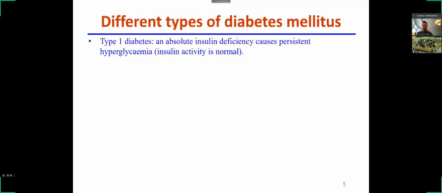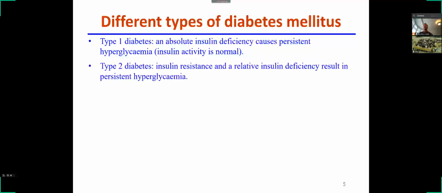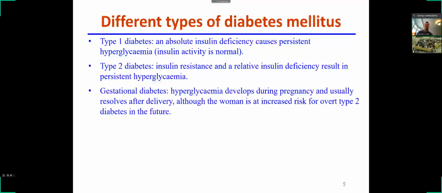Just to remind you, again, one of my favorite exam questions: the difference between type 1 and type 2. Type 1 is an absolute insulin deficiency, which causes persistent hyperglycemia. And that's because of all that cell death we saw, right? In the case of type 2 diabetes, insulin resistance and a relative insulin deficiency result in persistent hyperglycemia. Okay? It's not an absolute insulin deficiency. Some patients can still make insulin, they just can't necessarily respond to it.